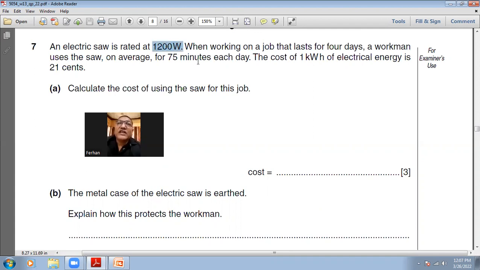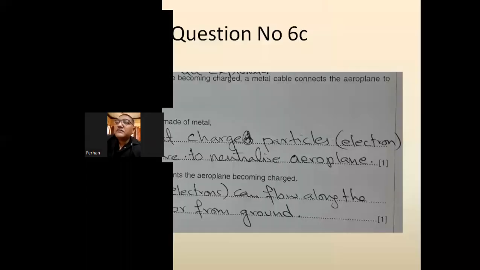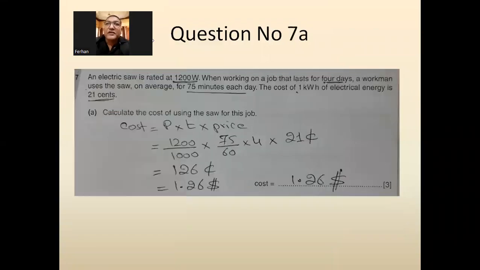So the power of the electric saw is given, the time in each day is given, and there are 4 days. And the price of 1 kilowatt hour is also given. So I have to calculate the cost. The cost will be power multiplied by time multiplied by price. The only precaution you have to take is the power should be in kilowatts and the time should be in hours. So the power is 1200 watts, so divide by 1000 to convert it into kilowatts.